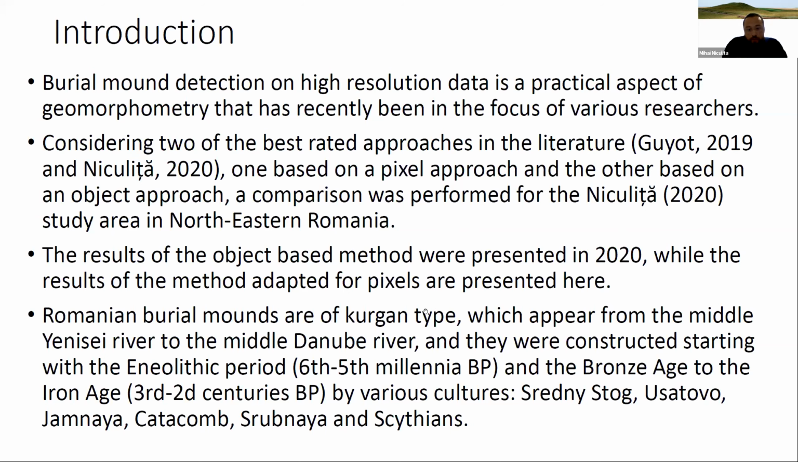In Romania, the burial mounds are of kurgan type. You can see in my background how a kurgan burial mound looks. They are mainly smoothed because they are quite old compared with other types of burial mounds, or tumuli, as they are called in the literature. These kurgan type burial mounds appear from the Yenisei River to the middle Danube River, and they were constructed between the Neolithic period and the Iron Age, with a very dense period during the Bronze Age by different cultures.